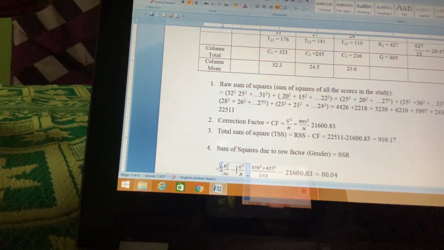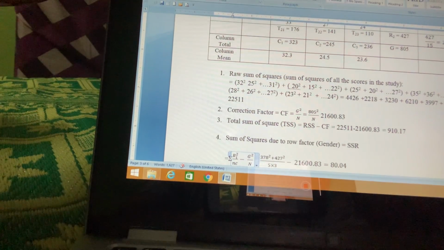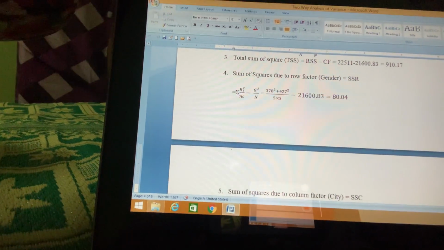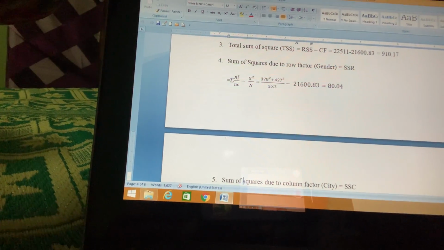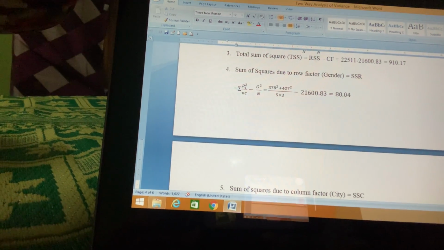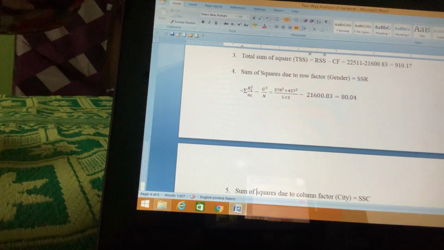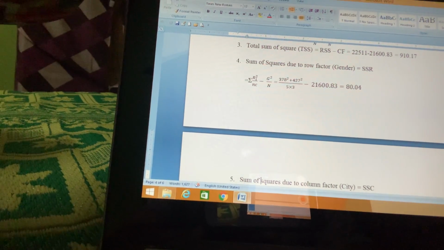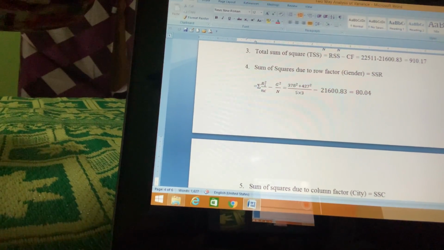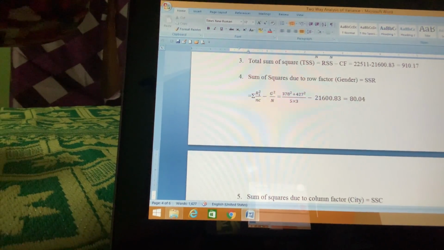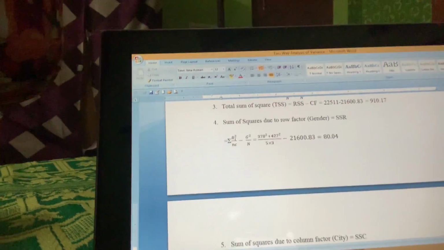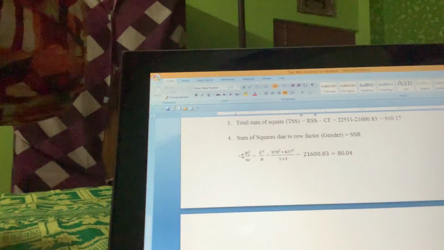Then you need to find out the sum of squares for rows. So there are two rows, right? So because there were two rows, the total of both the rows squared divided by NC. N means number of scores in each cell. So 3 cells, 5 into 3, A, B, C, 3 columns were there, right? And per column 5 samples were there, so 5 scores were there. So N into C, that means 15, right? This is easy. Minus CF, okay? This is SSR.